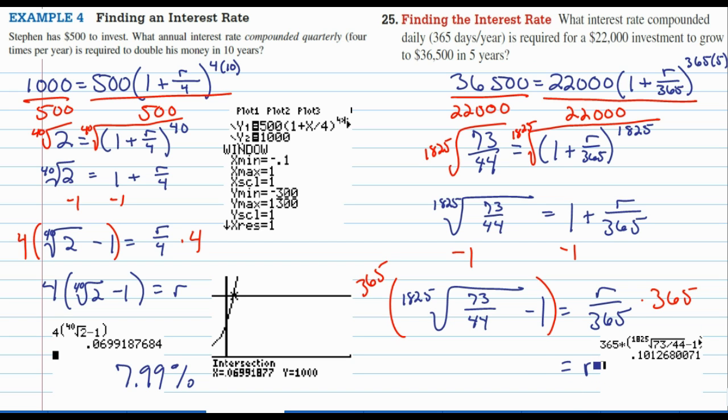So I get that R is 0.1013, which results in an interest rate of 10.13%. And of course I could graph that in my calculator and find the intersection as well, just to double check my work.